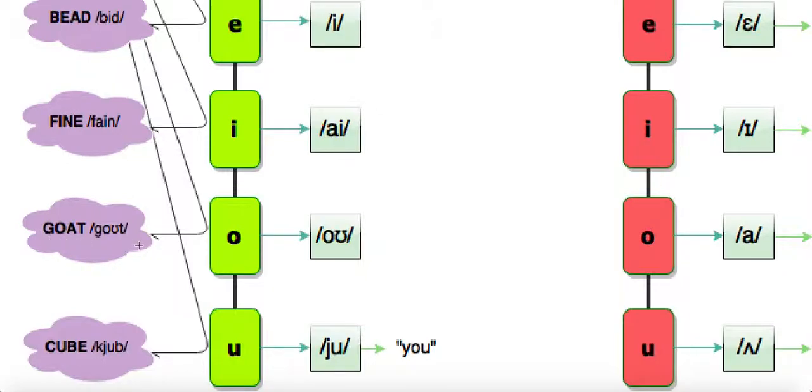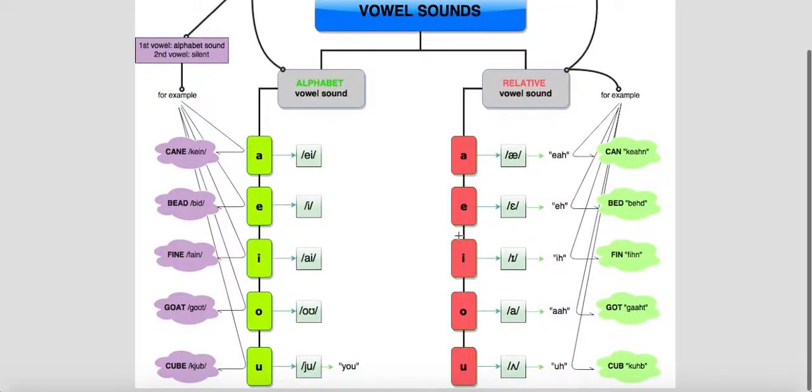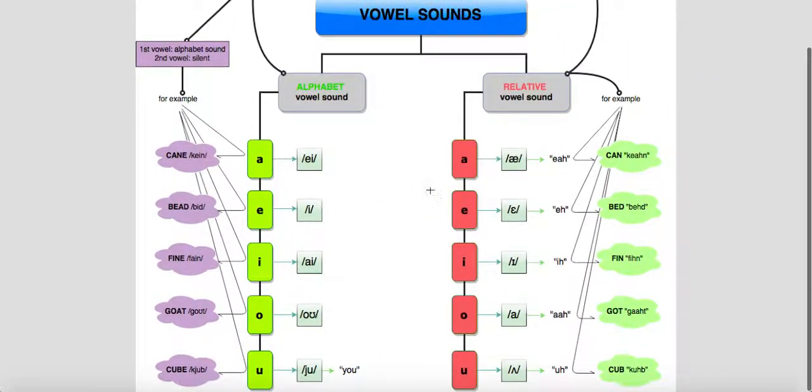Now I'm not going goat, I'm not going good, it's goat. I know here it sounds like the U, but that's just the sound of the O, right? O. Then we have the U in the word cube. So I'm not going like cube, I'm not going any different ways. Cube, okay? So if we look at the words side by side, you'll see the difference. So we have cane versus can, bead versus bed, fine versus fin, goat versus got, and cube versus cub.